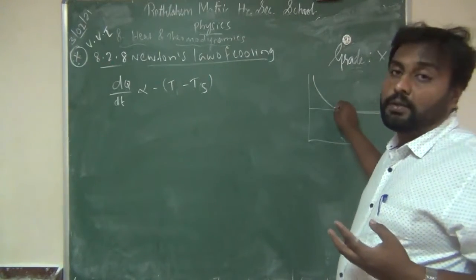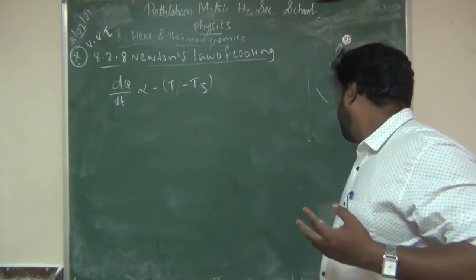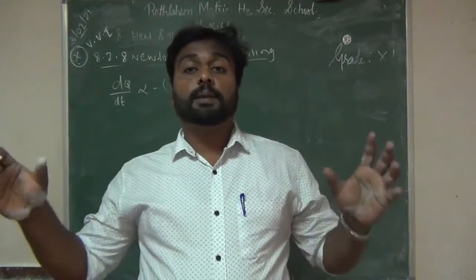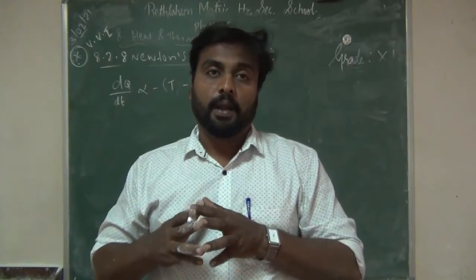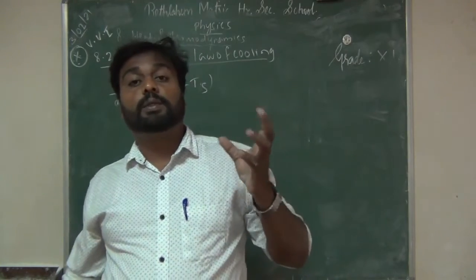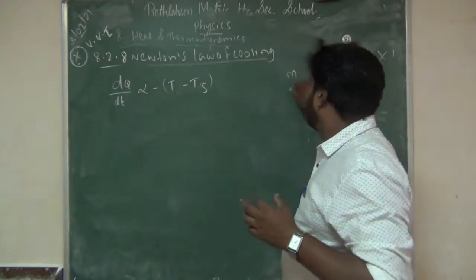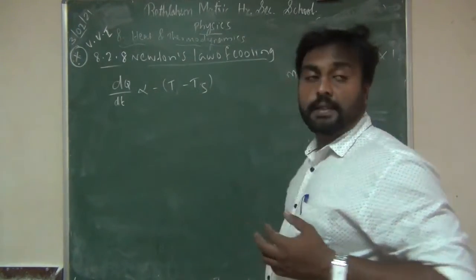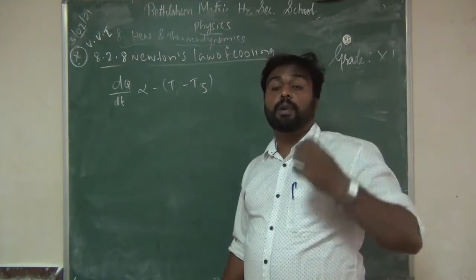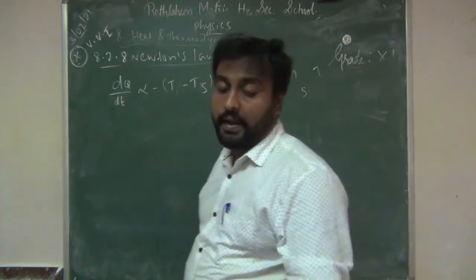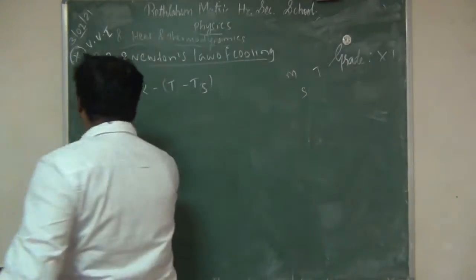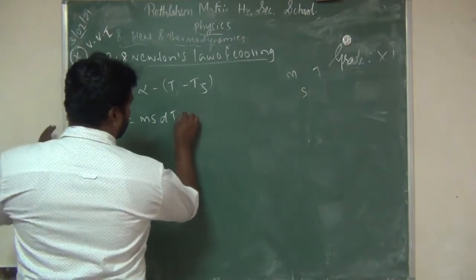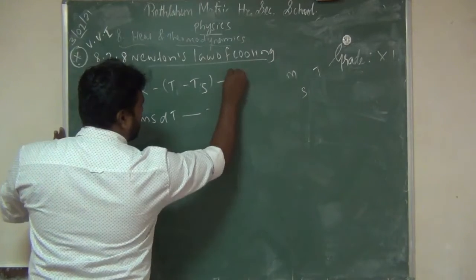So this is the Newton's law of cooling curve. Here we can use the specific heat capacity. Assume that an object has mass m, temperature capital T, and specific heat capacity S. Then you can write the equation dQ is equal to m s dT. This is equation 1.